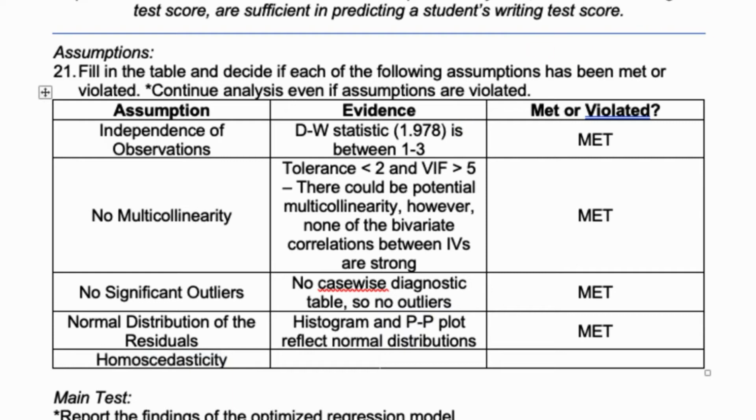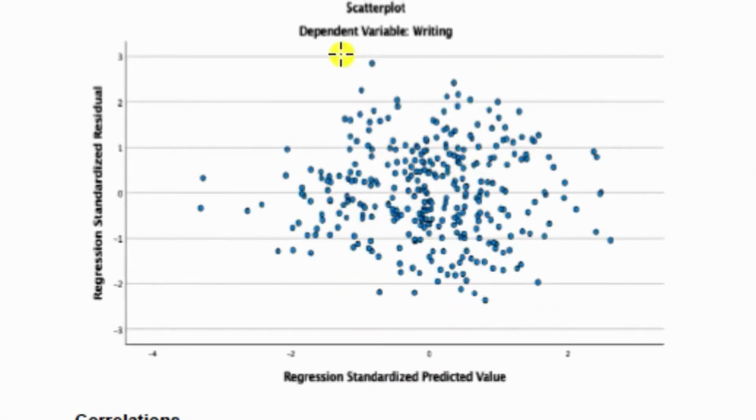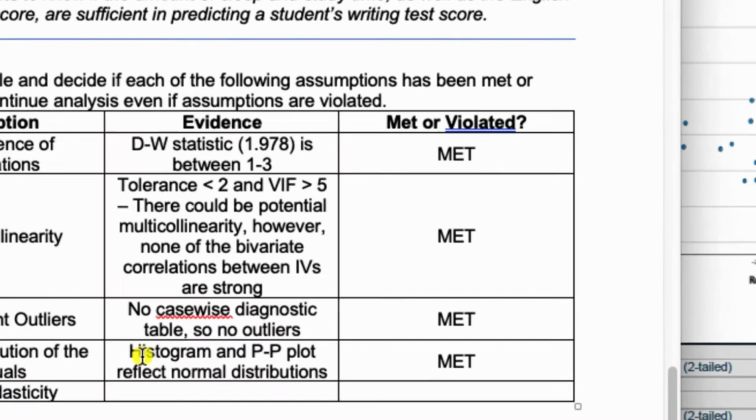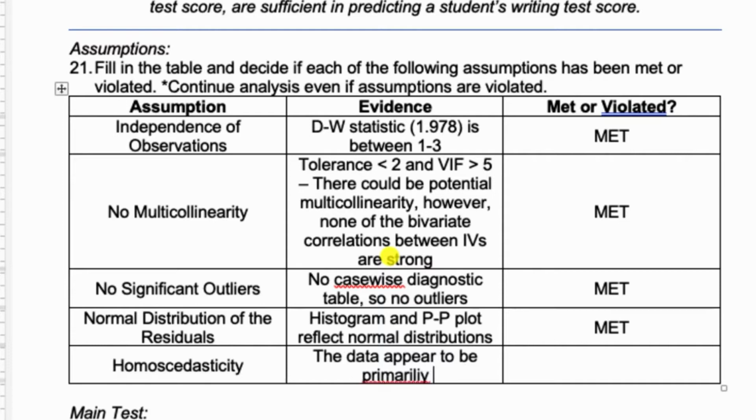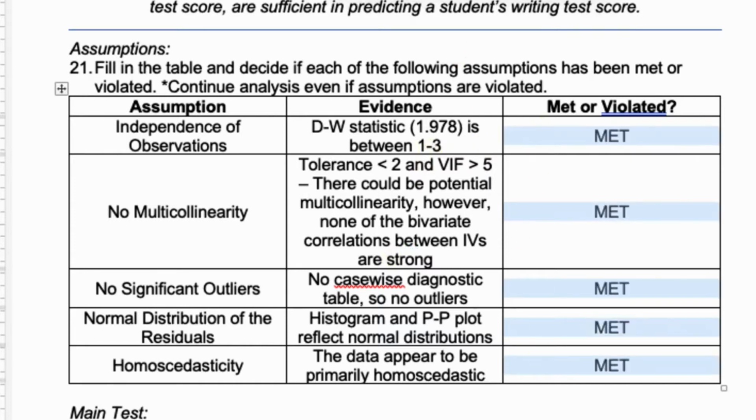And then the last one we look at is our homoscedasticity, which is our scatter plot. Again, with the exception of a couple of points out here, for the most part, our data do not show a pattern. So I would say the data appear to be primarily homoscedastic. So I would say we've also met that assumption.